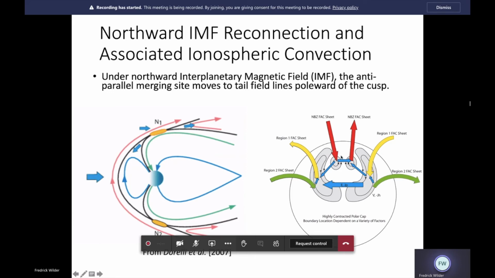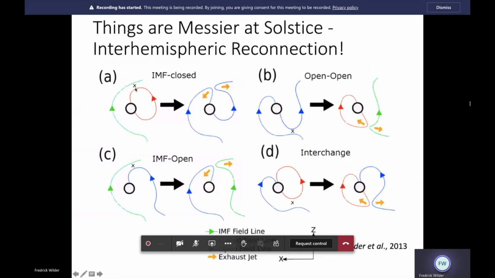Now, the polar cap will become highly contracted, and its boundary location depends on a variety of factors, which I'll go into. First off, this image is an equinox image. It's ideal, and it assumes reconnection happens simultaneously in both hemispheres. But what happens if you're at solstice and the summer hemisphere, which in this case is north, is tilted towards the sun? Well, reconnection can occur first in the summer hemisphere. It could happen between the interplanetary magnetic field and an open field line, or the interplanetary magnetic field and a closed field line. And that'll lead to two different topological configurations.